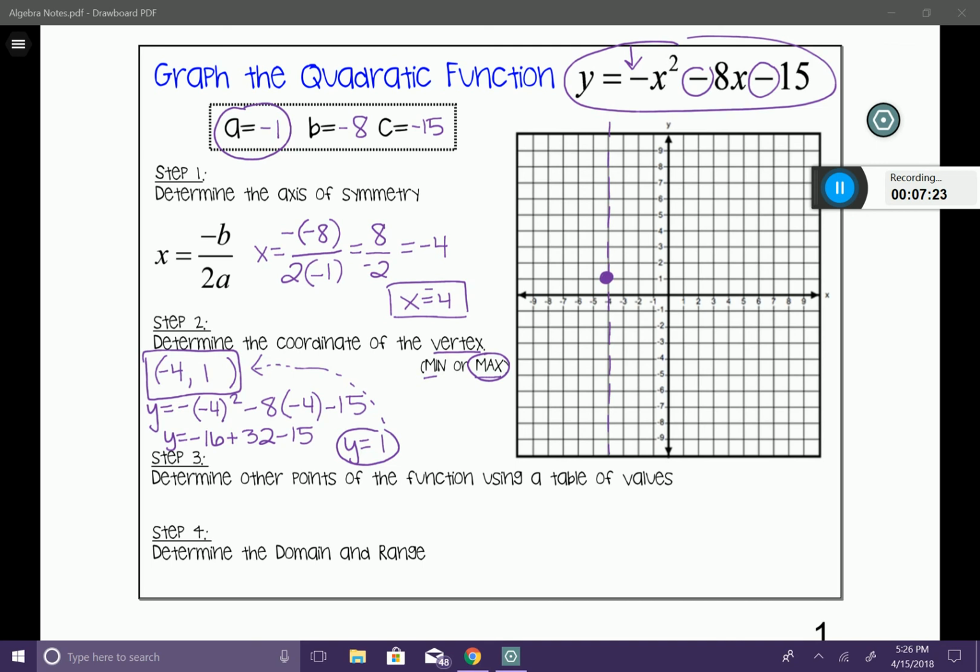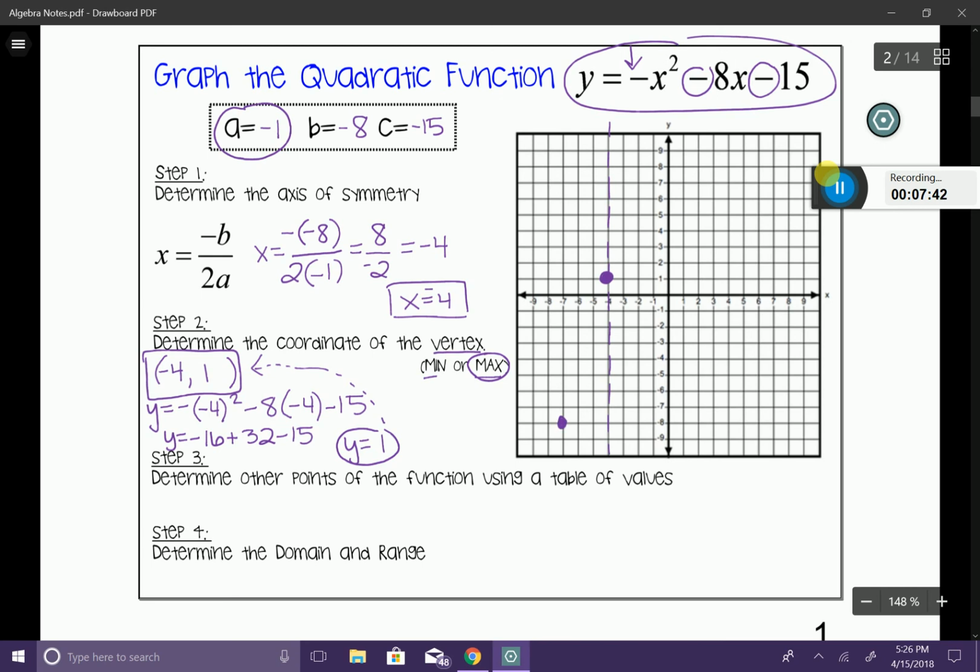So instead of using all the points, let's just use a couple of points above the vertex and a couple of points below the vertex. I'm going to start with negative 7, negative 8. I think that's a good one to start with. So I'm going to go negative 7, and then I'm going to go down negative 8. And I'm going to go right here.